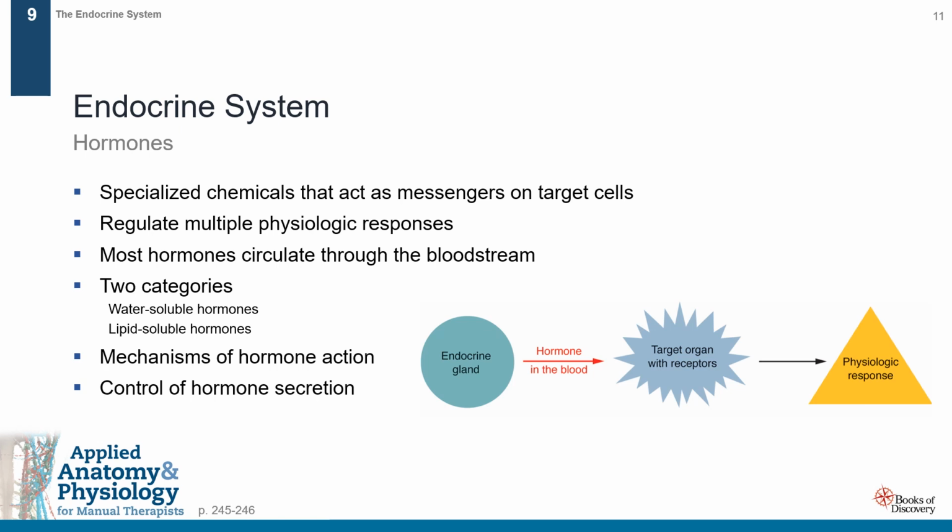The endocrine glands are stimulated by metabolic changes by secreting hormones into the bloodstream for circulation through the body. Target organs have hormone-specific receptor cells that are stimulated by that hormone to produce cellular changes, which is the physiologic response.